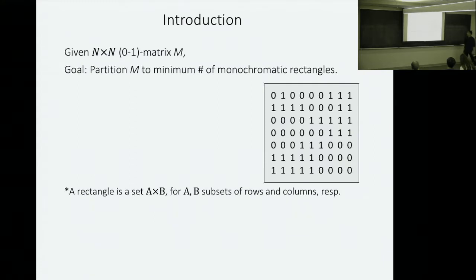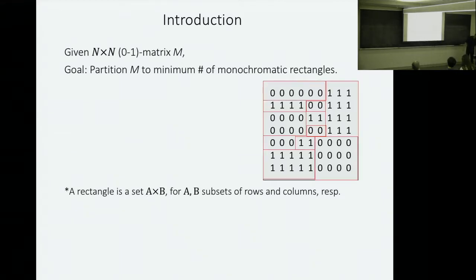Okay, let's start. Let me start with a basic problem. Let's say you're given a 0-1 matrix, and this is the task. You want to partition this matrix into a few rectangles that are monochromatic. And what do I mean by a rectangle? I just mean a subset of rows times a subset of columns. So they don't have to be consecutive. So let's say in this example, these two things are just one rectangle. Okay?